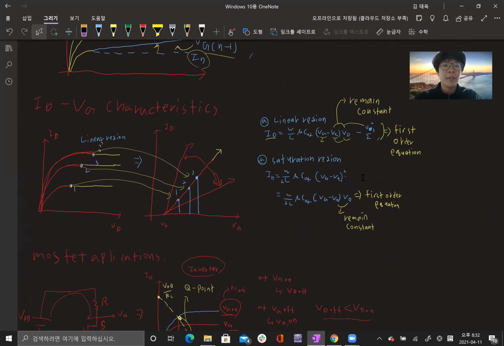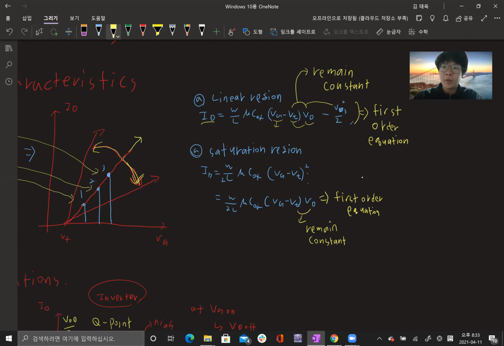We're going to look at the ID-VG characteristics. If we keep the drain bias constant and vary the gate bias, if we keep giving a higher gate bias, then the slope would be higher, and if we lower the gate bias, then the slope will be flat. So there is an equation: as the drain bias is kept constant, there will be a first order equation with the gate bias as the varied parameter.